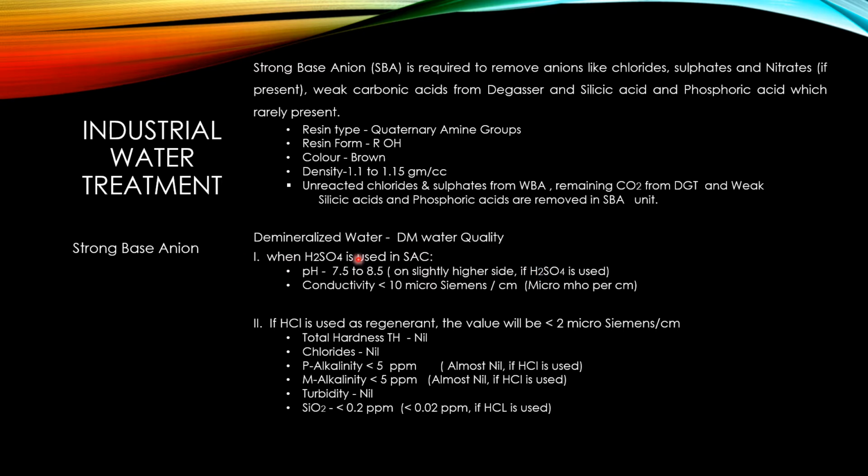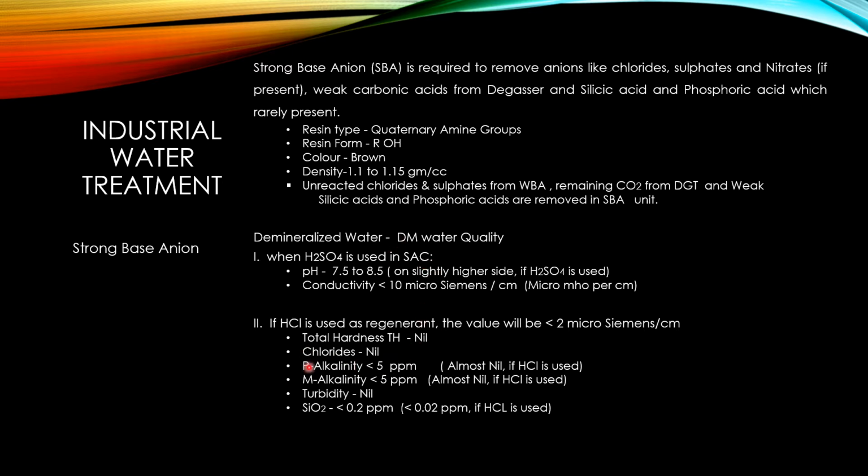If sulfuric acid is used in strong acid cation, then the pH will be slightly higher. Normally it should be 7.5 to 8.5, but it will be on the higher side. And the conductivity will be less than 10 microsiemens per centimeter. If HCl is used for regeneration in SAC, then we can get very low conductivity, less than 2 microsiemens per centimeter. Total hardness will be nil for both types of acids.